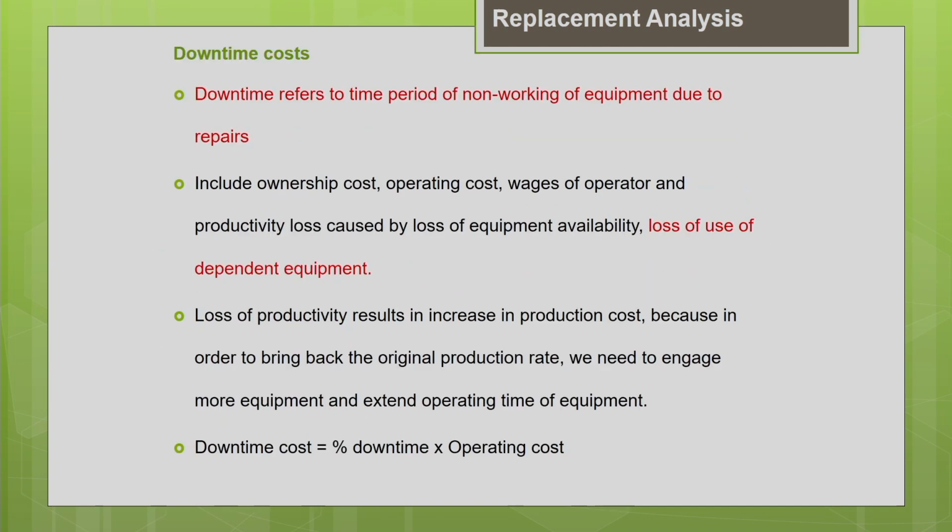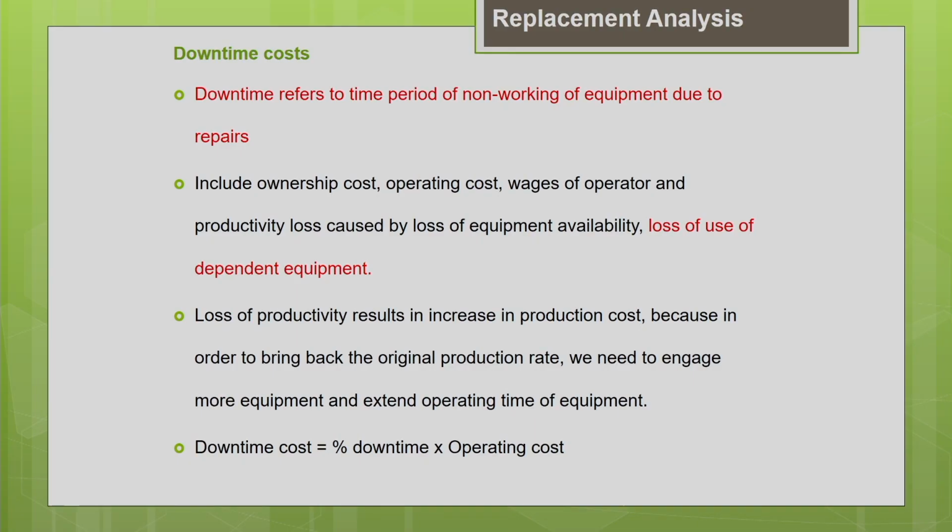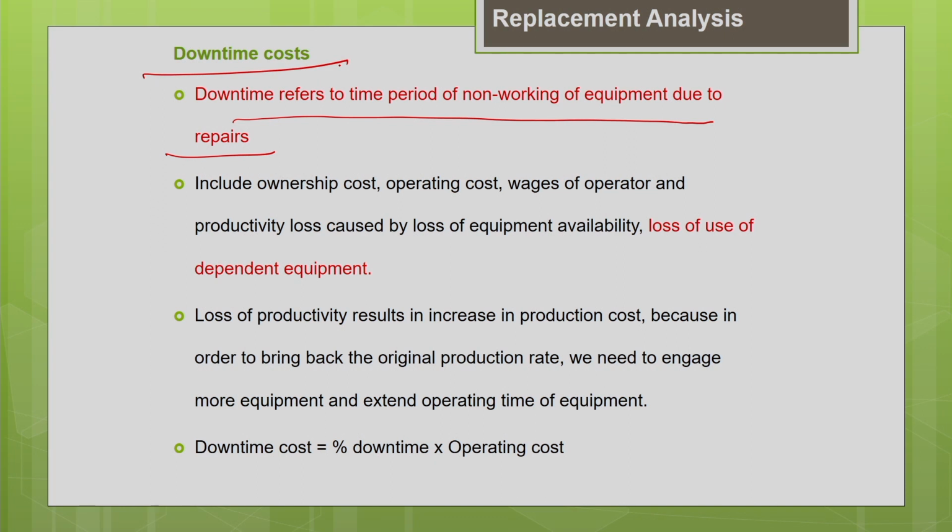The other one is downtime, which we are going to see now. Downtime is nothing but your machine is not available for working productively. Either it has broken down or it has been sent to the repair yard for repair. So this generally refers to the time period of non-working of the equipment due to repairs. Basically, as the age of the machine increases, it gets worn out. Many parts get worn out, so many times it will be sent to the repair yard for service. With increasing age, the downtime cost will also increase. It is obvious.